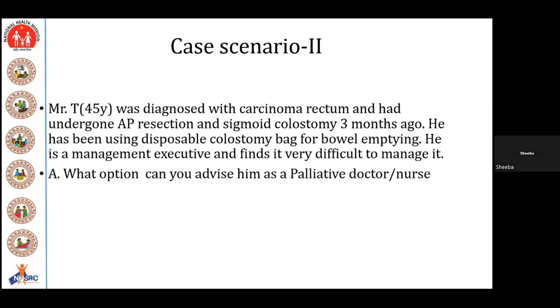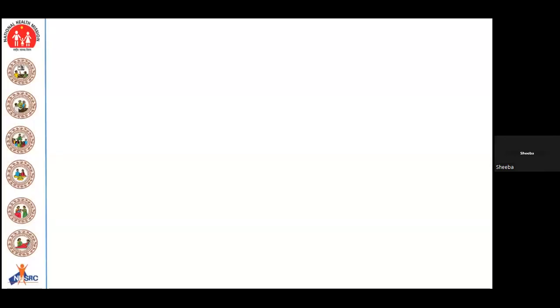It's very difficult to manage. Is there any other alternate option? His food timings we can plan accordingly. Meal timing. Okay. So here, yeah, I think as Biju sir said, we can go with the colostomy irrigation.